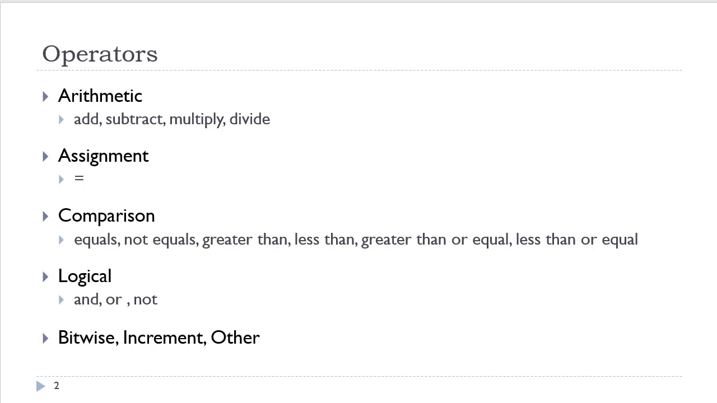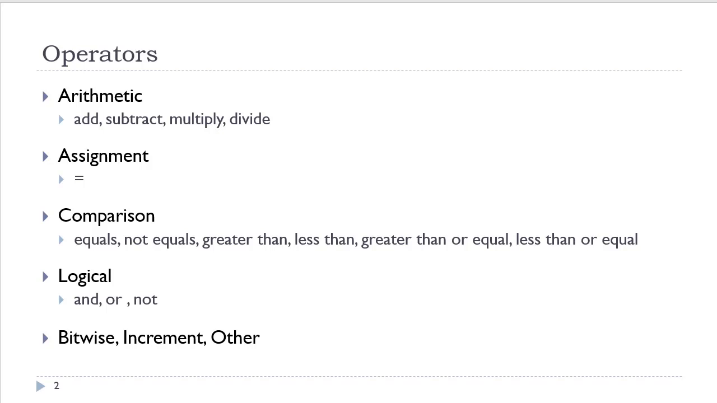There are several different categories of operators. We have arithmetic operators, which are your traditional add, subtract, multiply, divide. We also have the assignment operator. You have seen this already when we declare variables and set a value. We have comparison operators, which compare two or more things. Are they equal, not equal, greater than, less than, etc. We have logical operators: and, or, not.